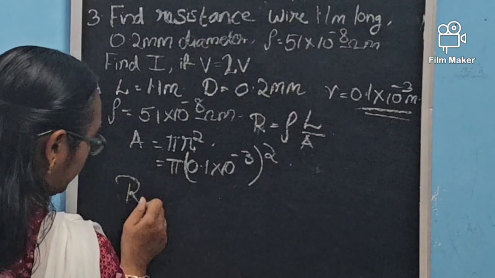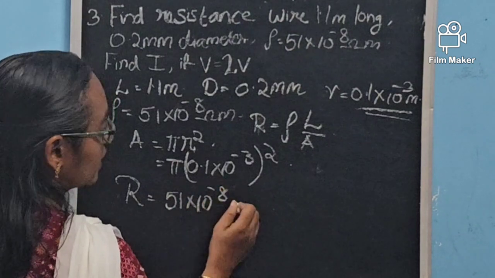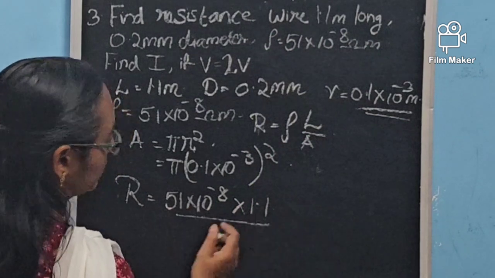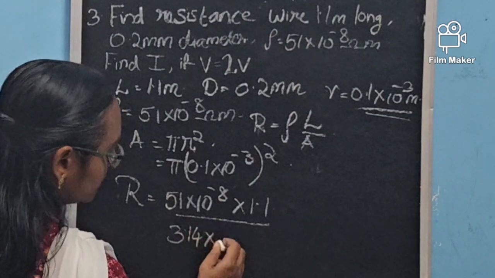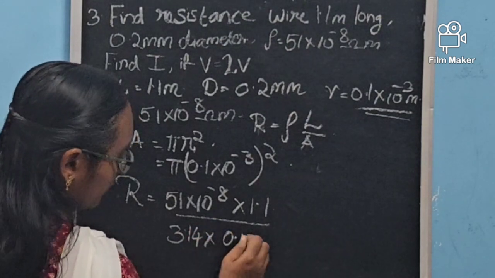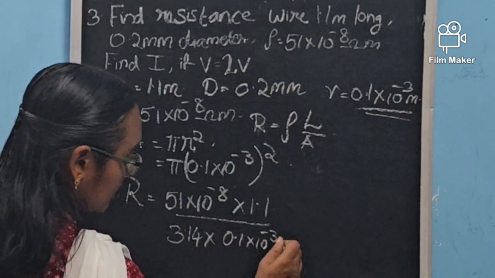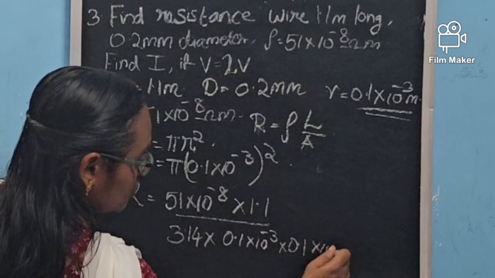That is, resistance is equal to 51 into 10 raised to minus 8 into, what is L? 1.1 divided by 3.14 into 0.1 into 10 raised to minus 3 again into 0.1 into 10 raised to minus 3, isn't it?